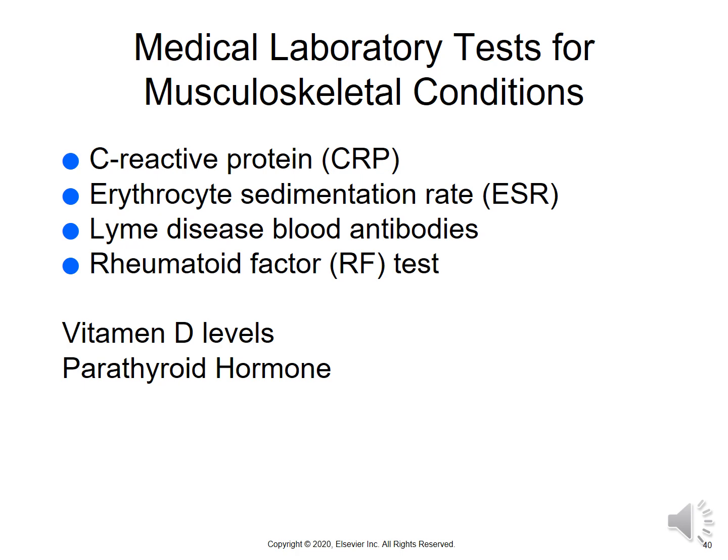There are some medical laboratory tests to test for musculoskeletal conditions. Most of them are usually sent out, but some of them can be performed in-house as CLIA waived tests, such as C-reactive protein, which checks for a non-specific indicator of inflammation.